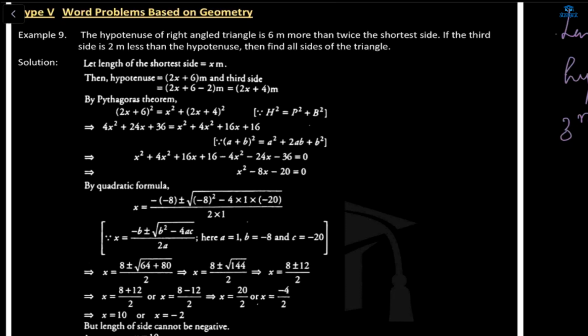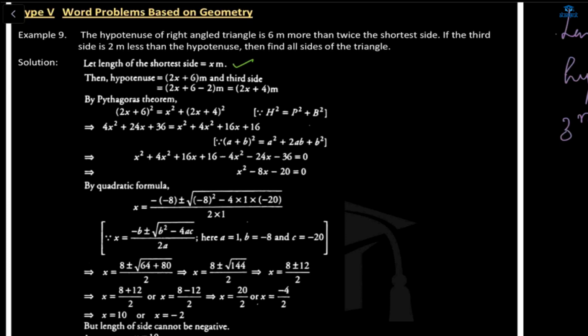So we are going to form the equation here. What is given here? The hypotenuse of a right angle triangle is 6 meter more than twice the shortest side. We don't know the shortest side, but you can take out the exact value of the hypotenuse with the help of the shortest side. So we are going to assume the length of the shortest side as x meter. After assuming x meter, we can form the equation of the hypotenuse.